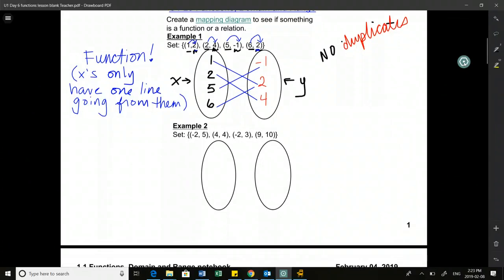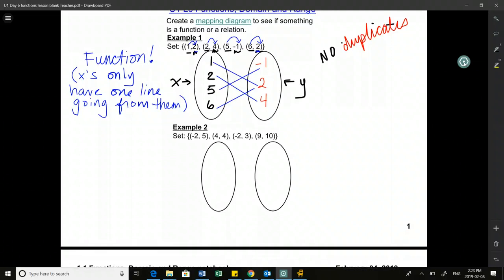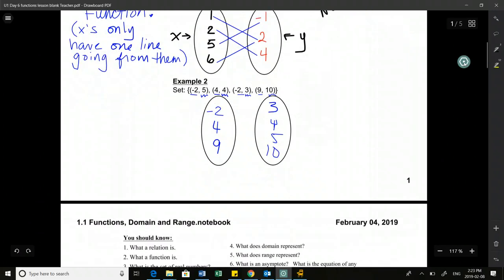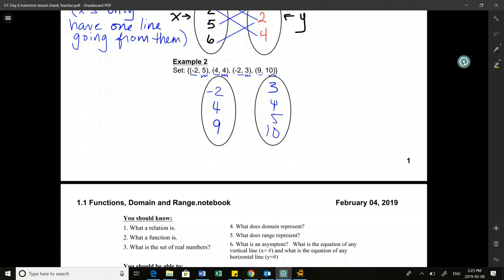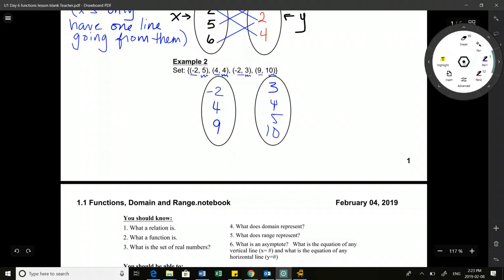Okay, let's try it for the second one. So I'm going to arrange my x's, usually lowest to highest, no duplicates. So -2, 4, and 9 will go in the first one. I'm using the first set of coordinates here. And then in the second one, 3, 4, 5, and 10. Okay, now we're going to do our mapping. So write the lines that match from each x to the y that they go with. So 2 goes with 5, 4 goes with 4, -2 goes with 3, and 9 goes with 10.